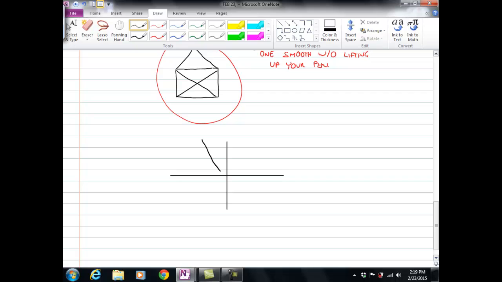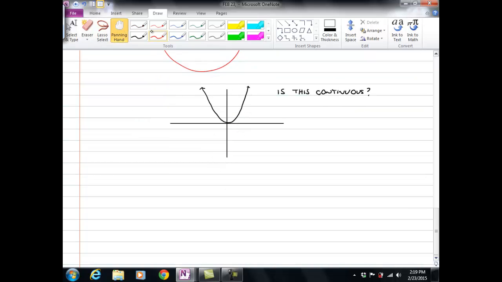If I draw this right here, is this continuous? Is it simple yes or no? Karanveer, yes or no? Yes, because you can draw that without lifting your pen. Easy. Because why? Every point is there. I can draw that without lifting my pen. What about this one?